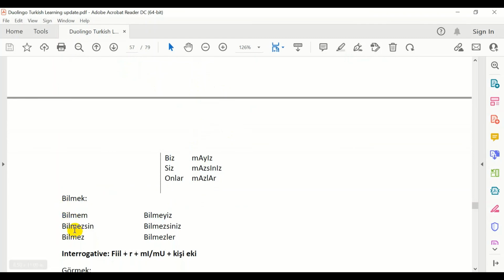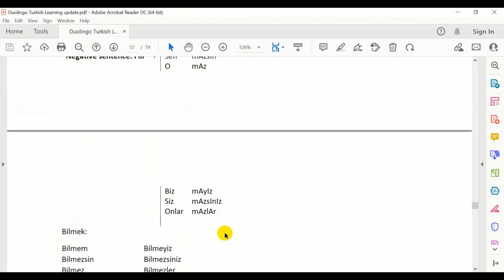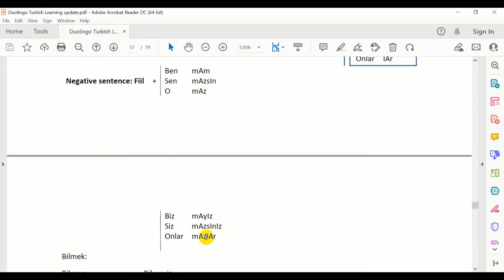Bilmem, bilmezsin, bilmez, bilmeyiz, bilmezsiniz, bilmezler. For this I recommend that you make some sentences yourself in order to get familiar with these suffixes after the verb.